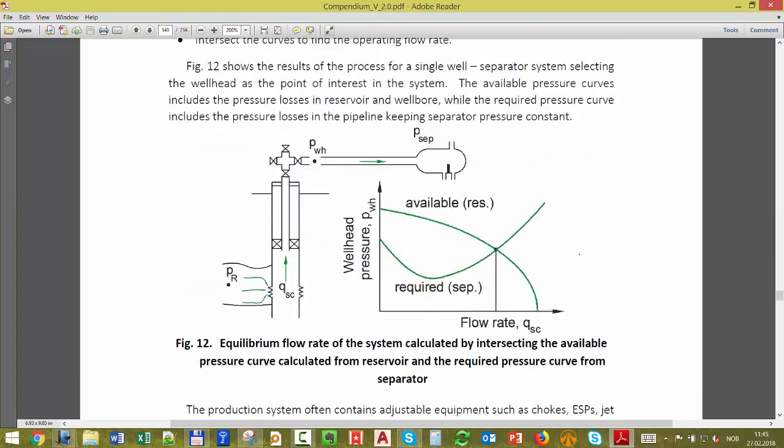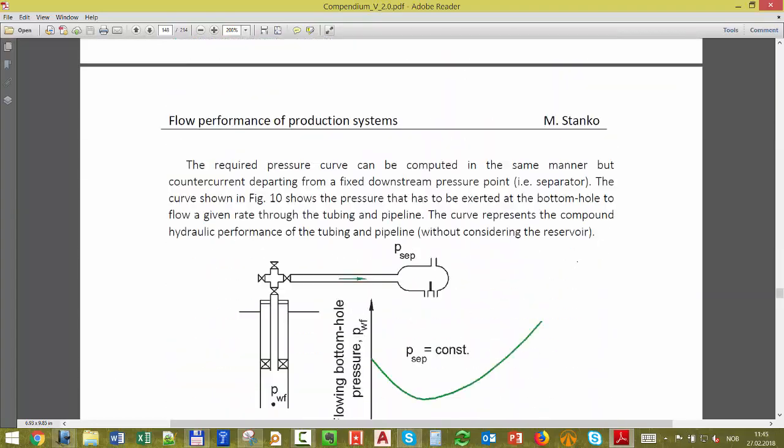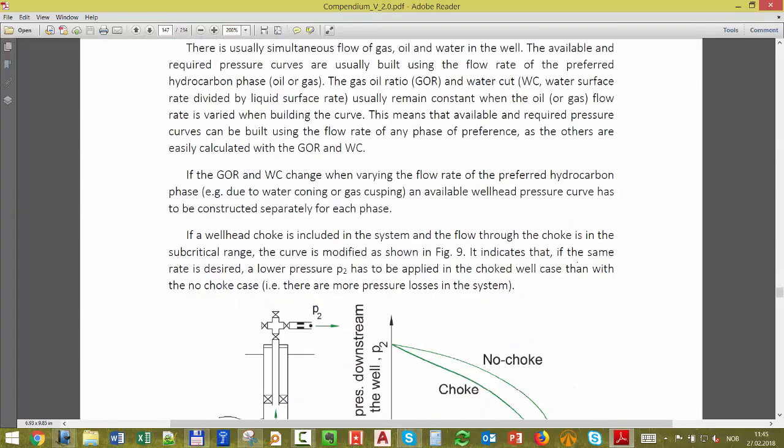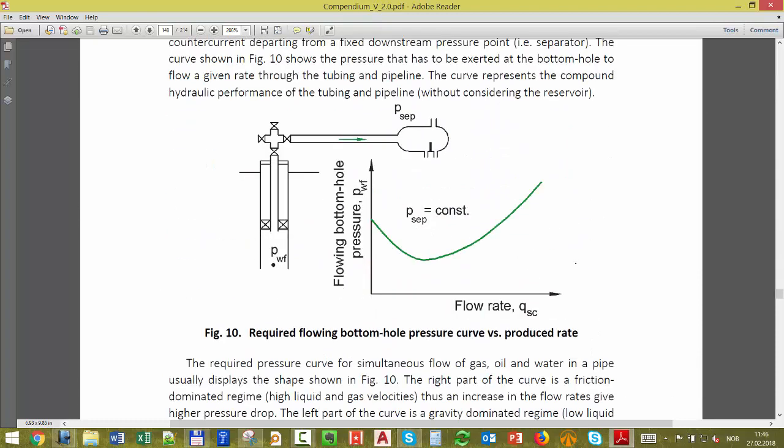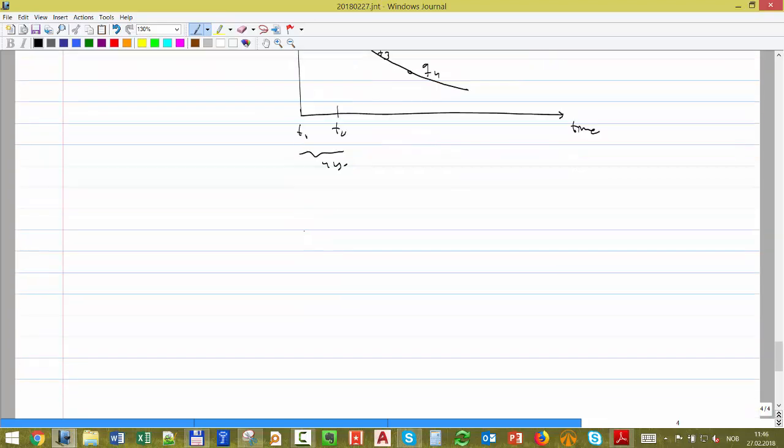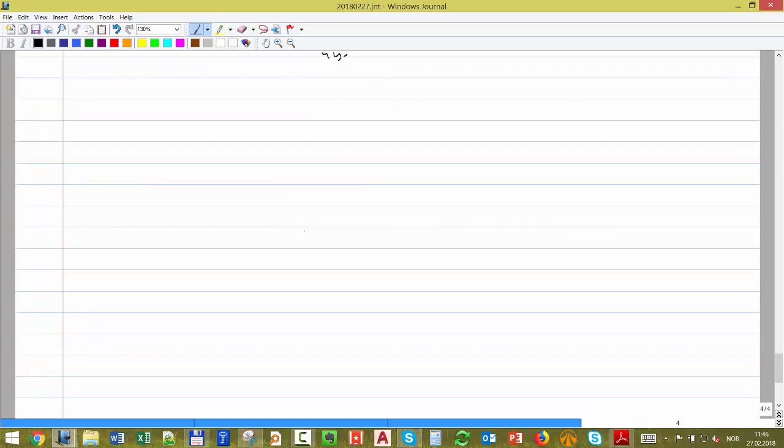Yes, we will talk about networks later. Maybe I can make a small comment on that. Sometimes, when the flow is multi-phase.